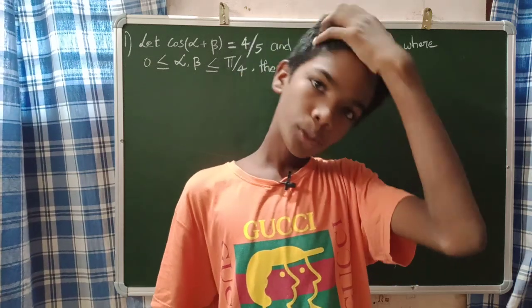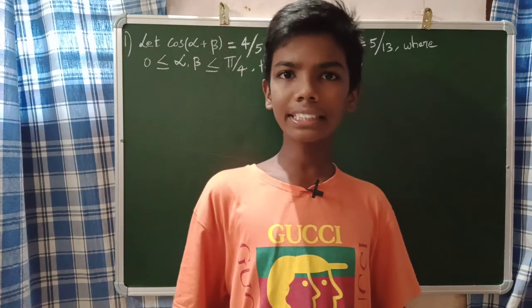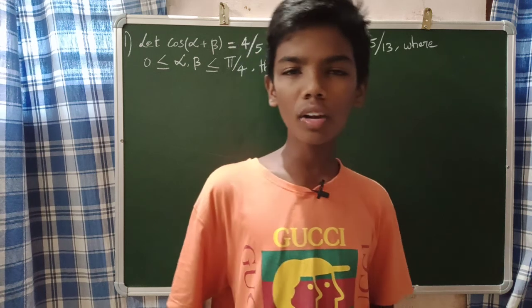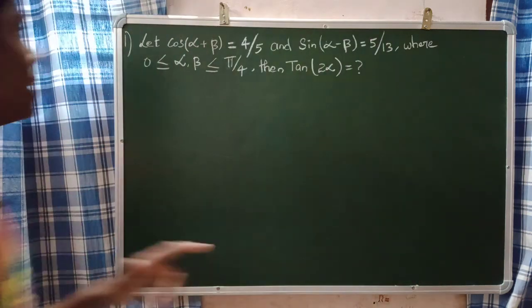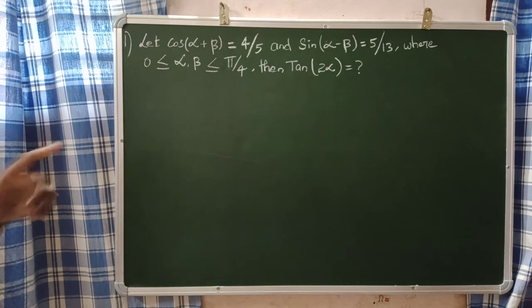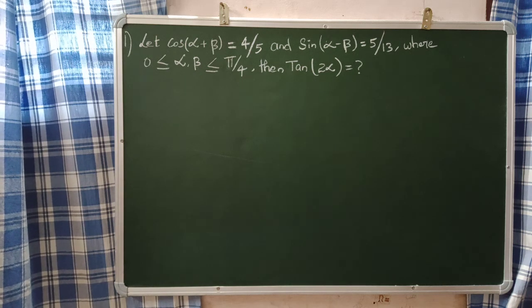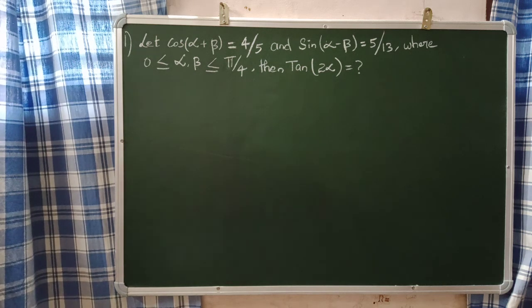So guys, today we're going to see JEE Mains mock test questions. So let me start to solve, guys. The first question is: let cos(alpha + beta) = 4/5 and sin(alpha - beta) = 5/13, where alpha, beta lie between 0 and pi/4. Then they're asking us to find the value of tan(2 alpha).